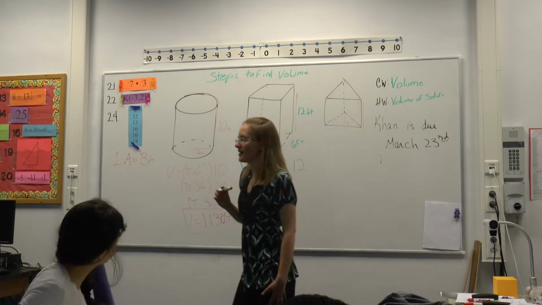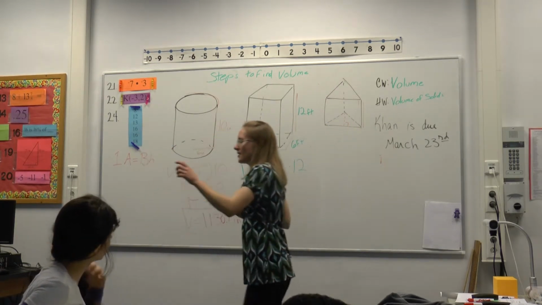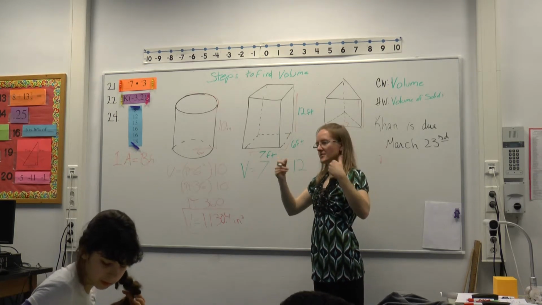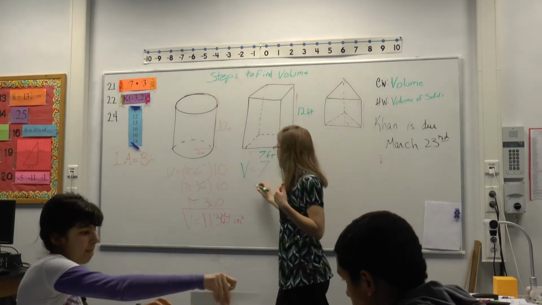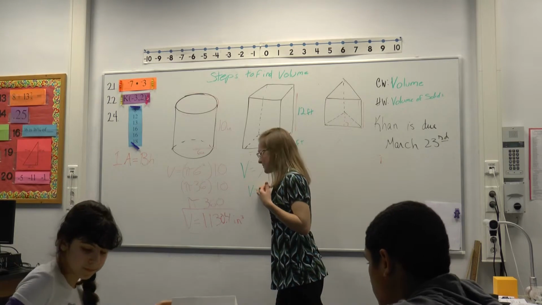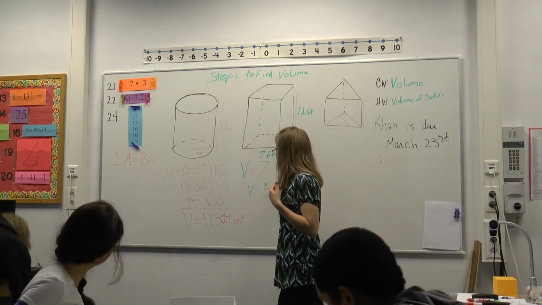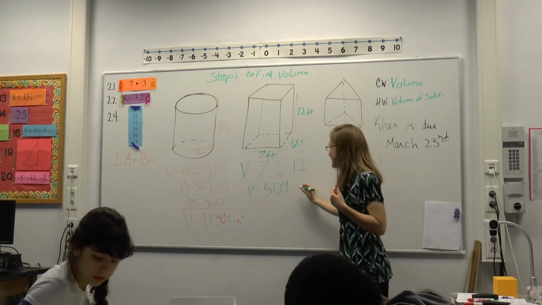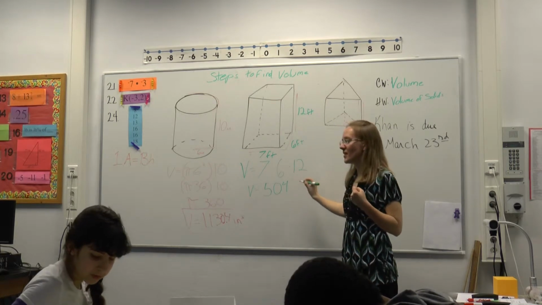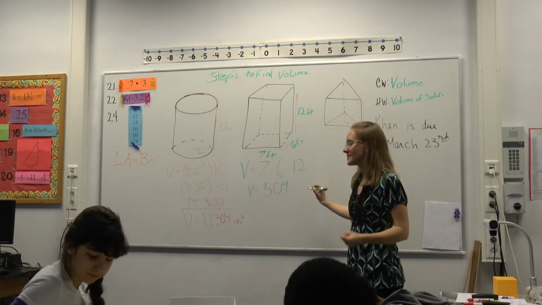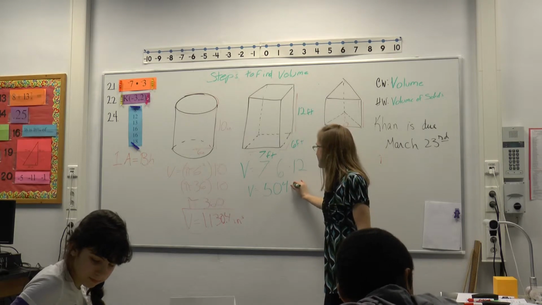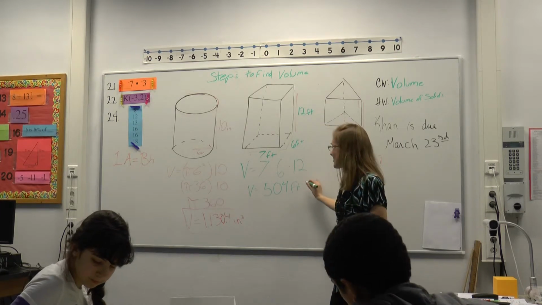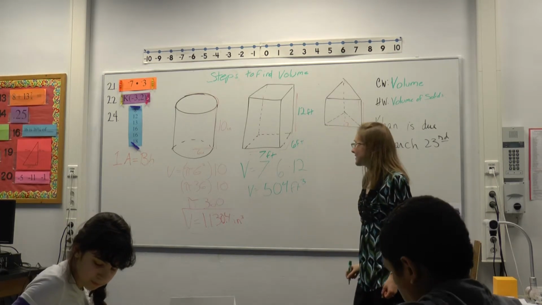You have 504. Can you guys turn your name tags so that they're facing you? Thank you, Mackenzie. And what would the units be? Cubed. Very good. Feet cubed.